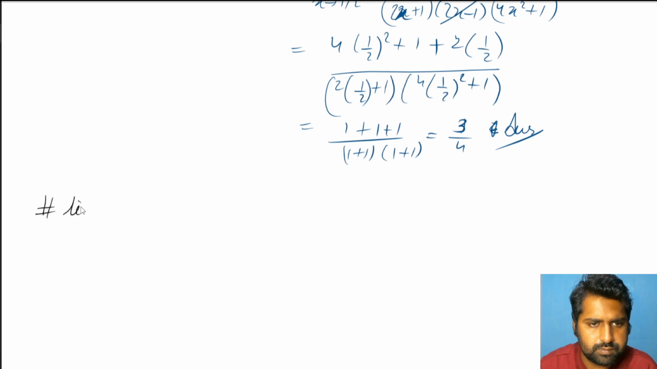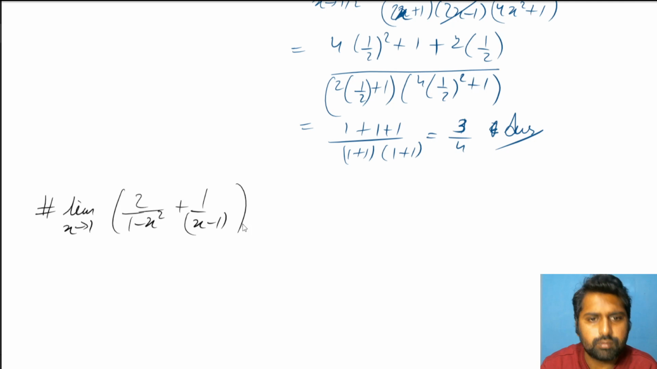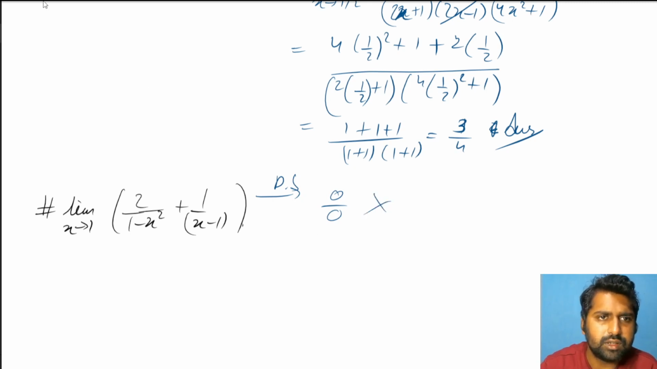Next question, limit x tends to 1, 2 upon 1 minus x square plus 1 upon x minus 1. Okay. This time you have two separate functions, 2 upon 1 minus x square, 1 upon x minus 1. Even if you still do direct substitution, you can see 1 minus 1 becomes 0, 1 minus 1 becomes 0. So it is still 0 by 0 problem. So we cannot directly calculate the limit.